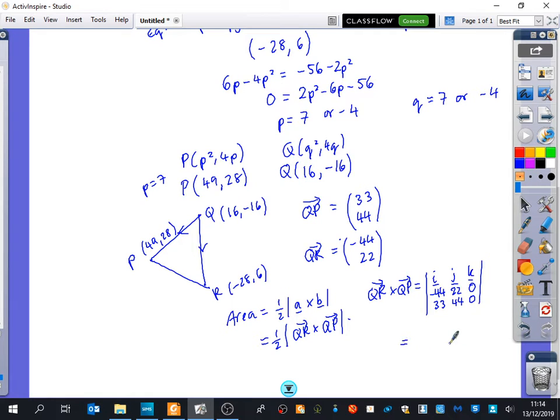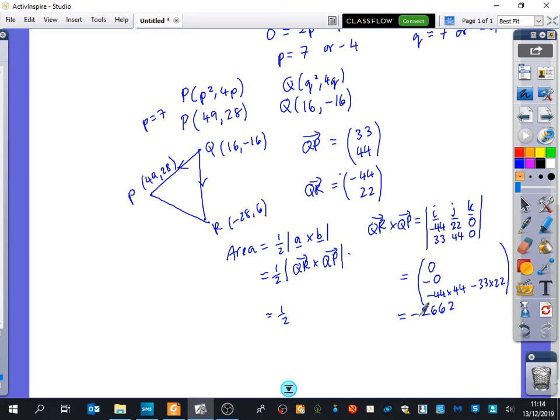So you get the I part will be 0, 0. The J part, which will be a minus, will be 0, 0. And then the K part is minus 44 times 44 minus 33 times 22, which is minus 2662. But the area then would be a half times the modulus of this, which is 1331.